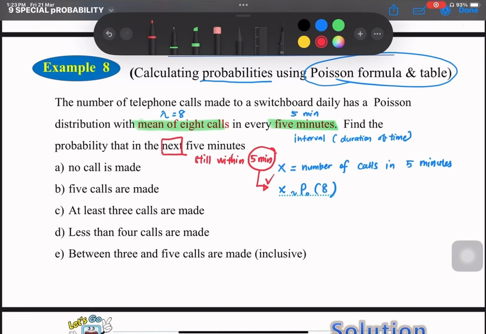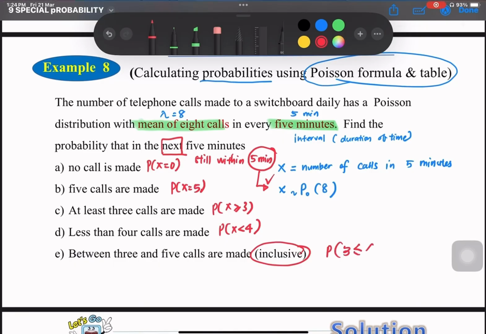Next, we identify the probability of occurrences. No call is made, X is 0 because it's none. 5 calls is made, exactly 5, so X equals 5. At least 3 calls is made, means 3 is a minimum and 3 is included, so X is more than or equal to 3. Less than 4 calls is made, so 4 is a maximum and 4 is not included. Between 3 and 5 calls are made inclusive. Inclusive indicates that we should use the equals to sign.